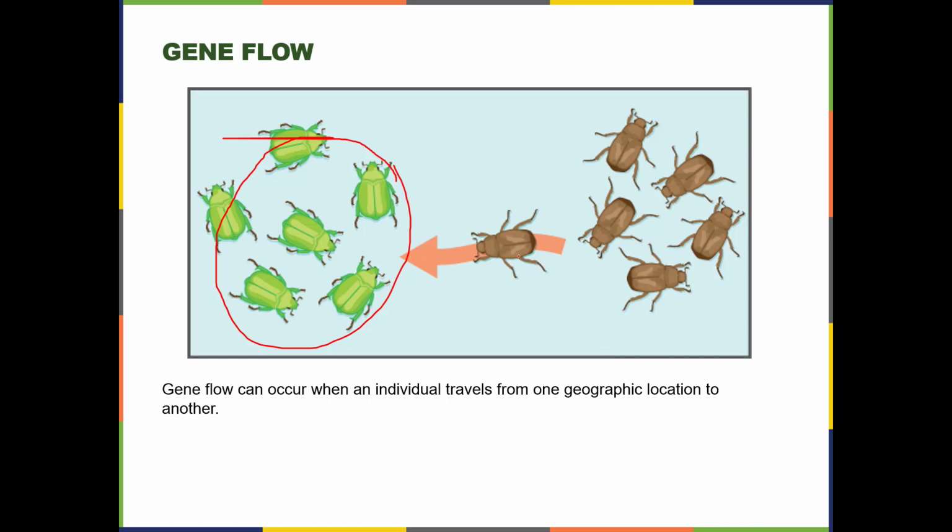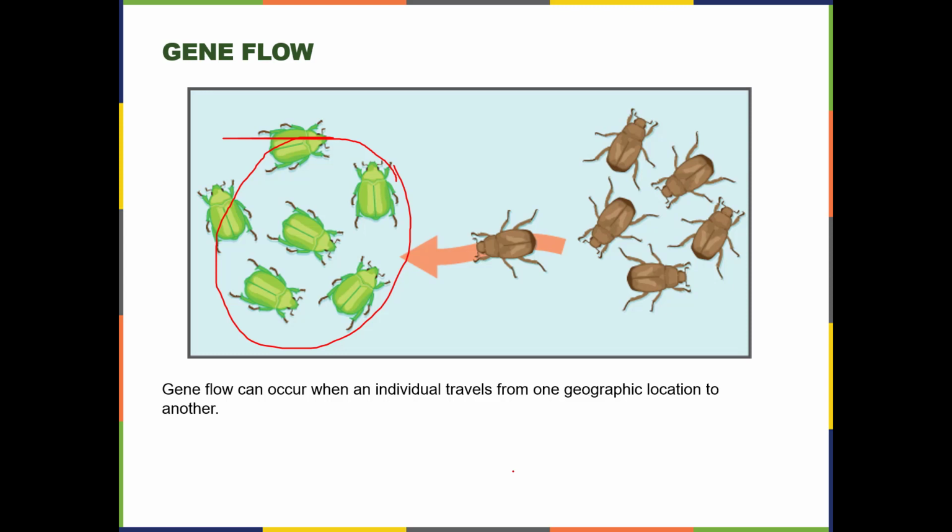But once this brown guy comes in, it's bringing in a new allele, and that by definition changes the genetic structure of the green population. But you have to have a significant number of individuals migrating, and there has to be a difference in the genetics so that it causes a change, typically in the receiving group. So there's some limitations on gene flow.